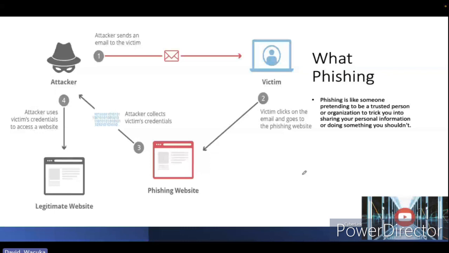So what are the steps of phishing? Number one, the attacker will send an email to the victim. The email contains links. These links direct the user to click on them. When the user clicks the links, they are directed to a phishing website.